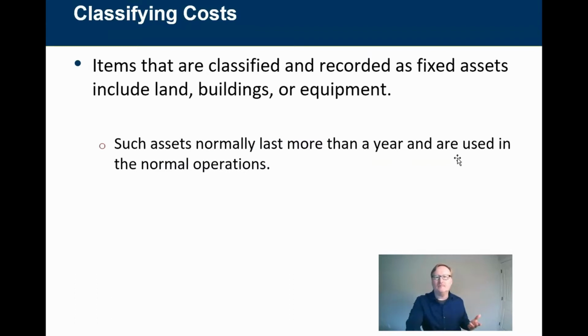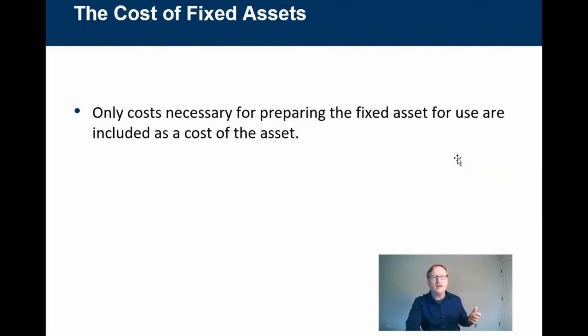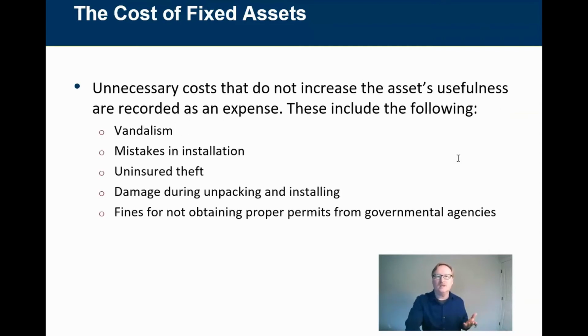So again, land, buildings, or equipment, they last more than a year. They're used in normal operations. Again, it's repetitive, what we've been talking about. And so the next thing is, the book says only the cost, but what we need to say is all the costs necessary for preparing the fixed asset to be used is something that we can attach to the cost. Okay, and in this case, they're talking about things that are not to be included. Only costs necessary for preparing, and what they give you here is some examples of costs to not include.